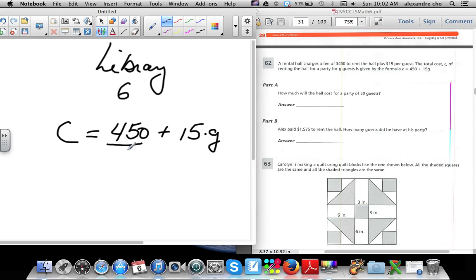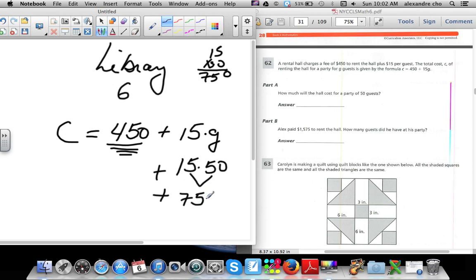This you got to pay no matter what. So now you got to figure out what this is. So 50 people are coming, so you're going to take 15 and multiply by 50 because every person's got to pay $15. So let's multiply that on top. And that's a 0. 5 and 5 is 25. Goes to 750. So this, your guests, costs $750.